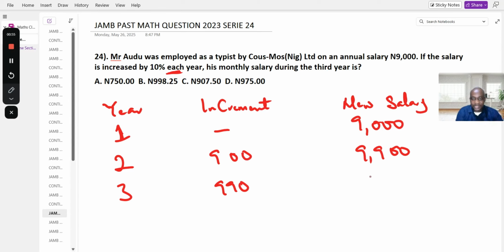Therefore, what will now be his new salary? We are going to add 990, the increment, plus his current earning at the end of the second year. It's going to give us 10,890. This is what he is earning in the third year. The question says, what is the monthly salary? Monthly means month, a single month. And this salary he is earning is per annum, which is 12 months. We are going to divide this one by 12 to know the salary for 1 month.